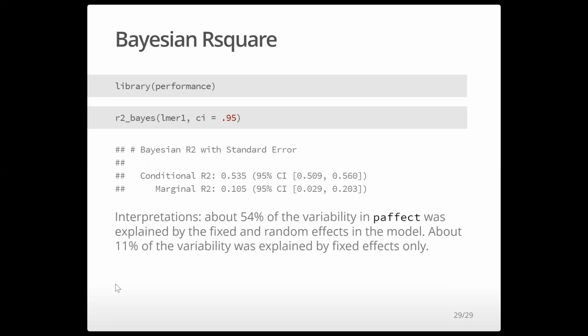And so here I call it, and we get our conditional and marginal R squares, as well as credible intervals. The interpretation is that about 54% of the variability in P affect was explained by the fixed and random effects. About 11% of the variability was explained by fixed effects.